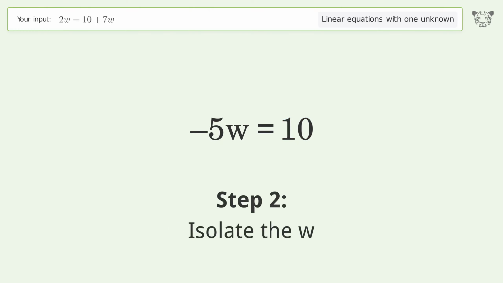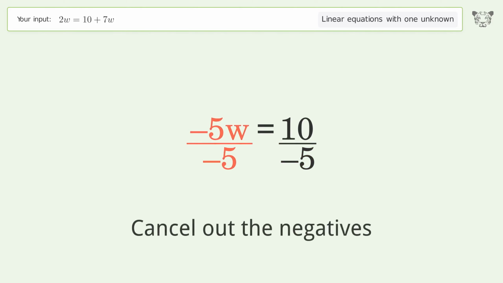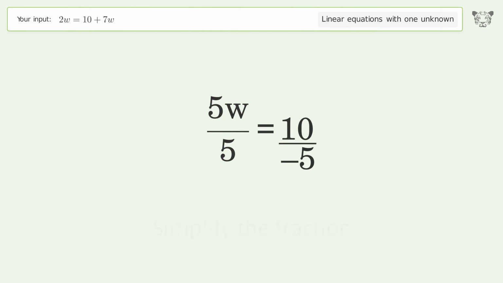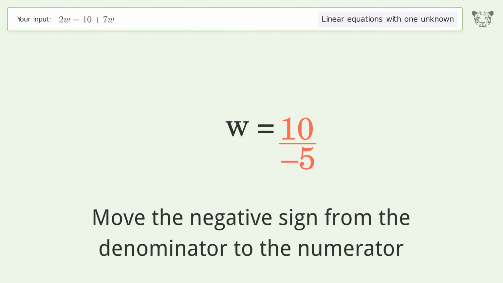Isolate the w. Divide both sides by -5. Cancel out the negatives. Simplify the fraction. Move the negative sign from the denominator to the numerator.